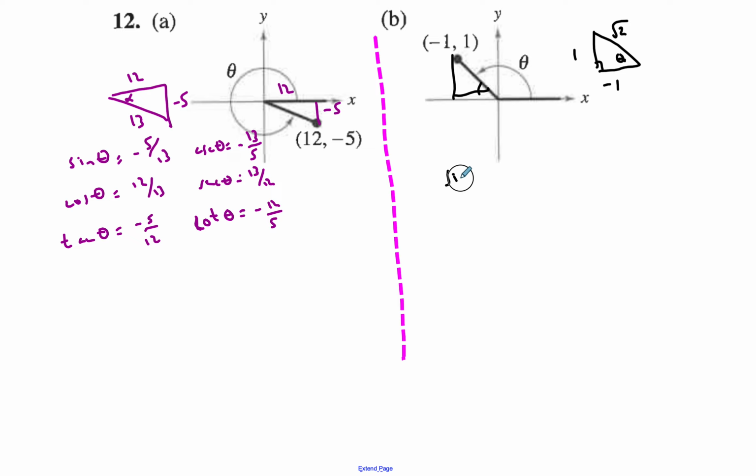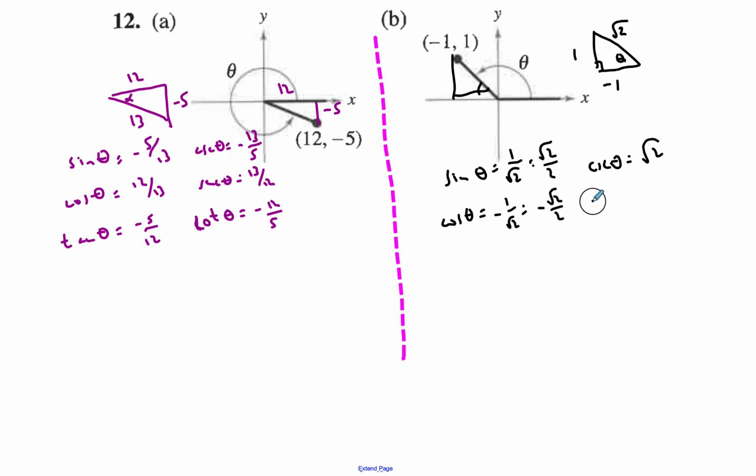Now, in this case, it's a little bit trickier because the sine of theta would be 1 over the square root of 2. Of course, we can't have an irrational denominator. So we multiply by the square root of 2, so this ends up being the square root of 2 over 2. That means the cosecant could just be square root of 2 over 1. Take the reciprocal of this before you rationalize it. Cosine, same thing, except it would be negative 1 over square root of 2, so negative square root 2 over 2.